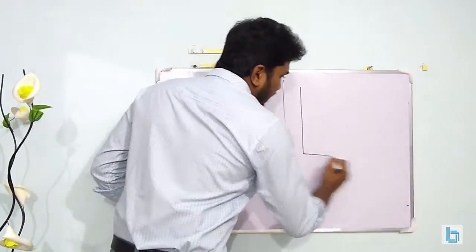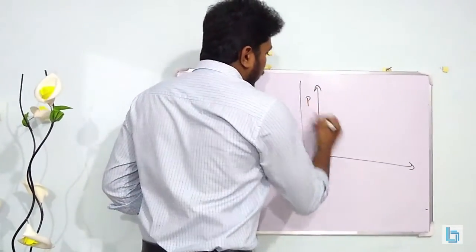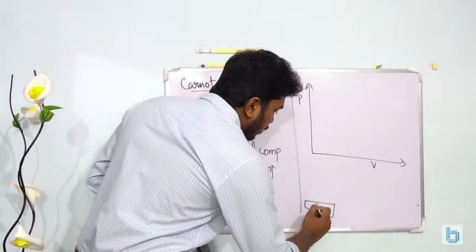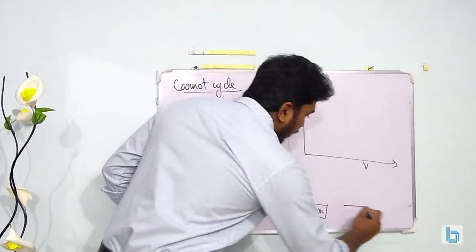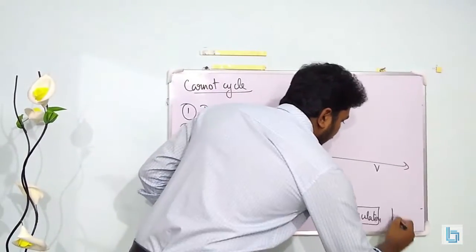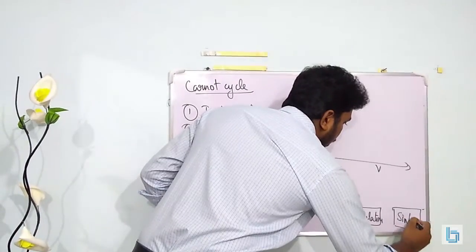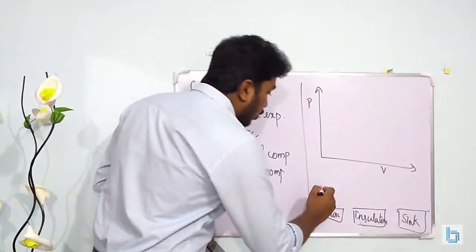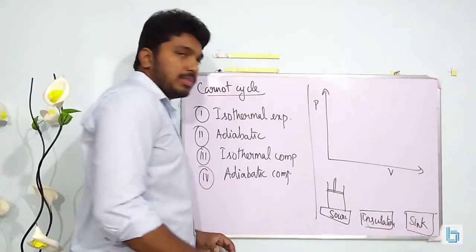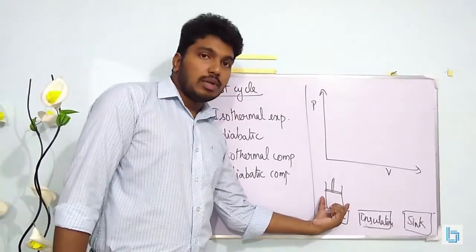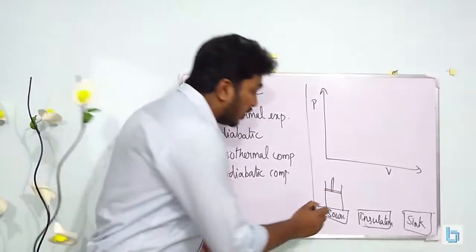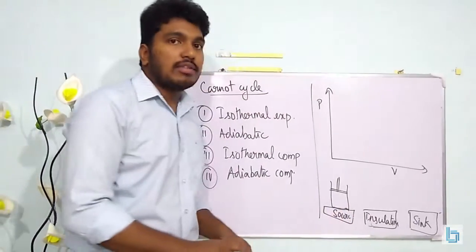So let me draw a PV indicator diagram here. Okay. Now I have 3 things here. I have a source here. I have an insulating stand here. And here I have a sink. So here, for the first process, I'm taking a cylinder piston arrangement. Now the walls of the cylinder will be insulating and the top surface is also insulating. The only conducting face is the lower one in contact with the source.